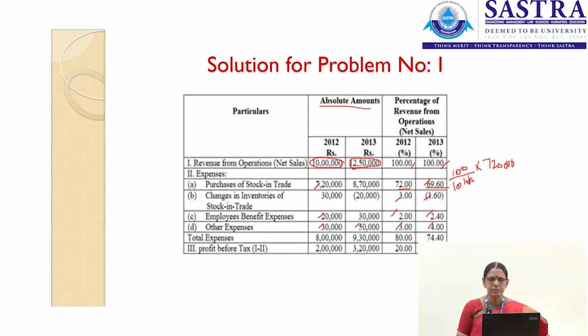We have the total expenses again 8 lakhs. See, this 8 lakhs should be compared with your 10 lakhs now. So we should not take into your individual components. When we take total expenses, we have to take the total as such. So if 10 lakhs is 100, what is 8 lakhs? So 80%. That means that out of 100%, 80% is your total expenses. So the remaining 20% is your profit. Same way for 2013, we have 74.40% as your total expenses. So we will get 25.60 as your percentage of profit before tax. So this is the way in which we are going to calculate your percentages based on your common size.